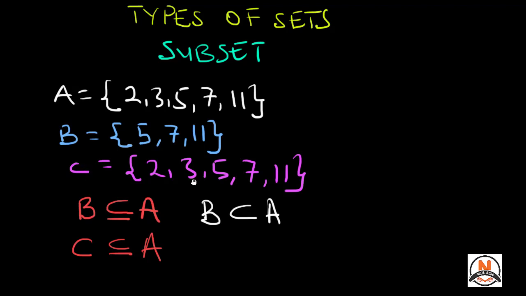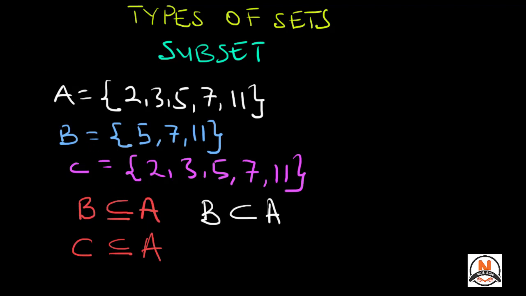Now consider set C. Although every element in set C is found in set A, or the elements in set C are from set A, yes, it is a subset of set A, but is it a proper subset? Is it a smaller set from set A? No, it is equal to set A. So we cannot say that set C is a proper subset of set A. Although it is a subset of set A, it is not a proper subset of set A. So set B is a proper subset of set A. But set C is just a subset of set A.